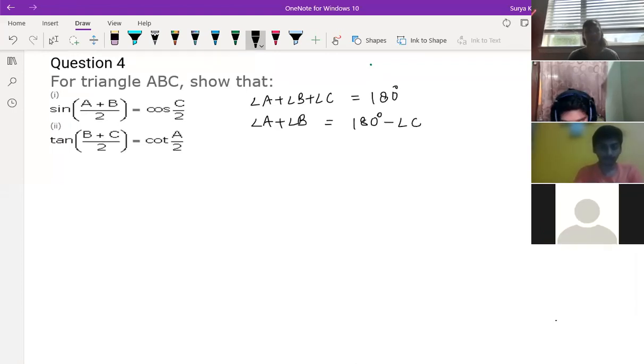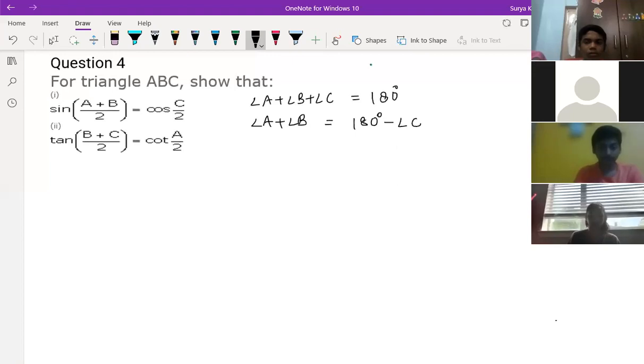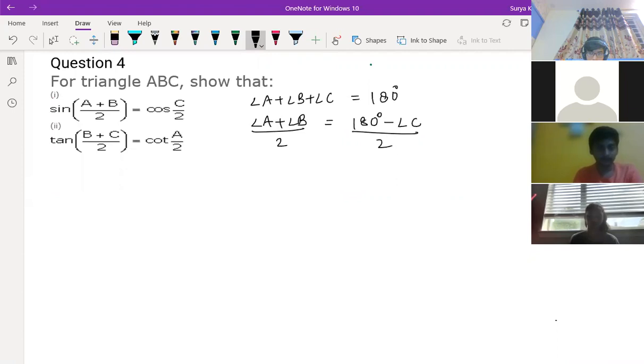As we have to get angle A and angle B only, so we are writing here angle A plus angle B is equal to 180 minus angle C. Is it clear? So again here dividing by 2 is there. So we divide by 2 on both sides. So what we get, angle A plus angle B divided by 2 is equal to, I can write, 90 minus angle C by 2. Can I write like this?